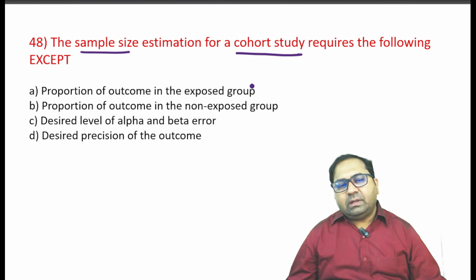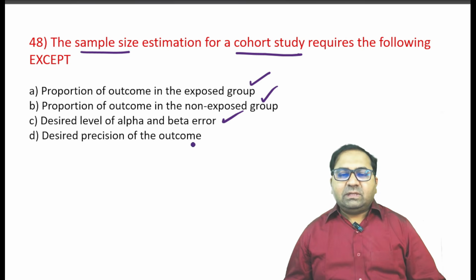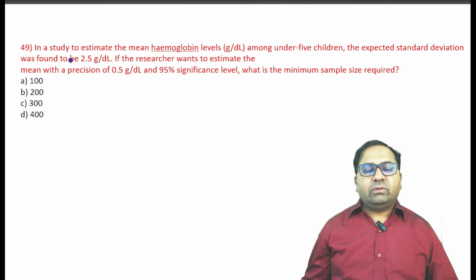So, the sample size estimation for a cohort study requires the following except what? Proportion of outcome in the exposed group, yes, this is required. Proportion of outcome in the non-exposed, yes, this is also required. Desired level of alpha and beta error, yes, this is also required. Desired precision of outcome, no, this is not required over here. Let us see the next question.